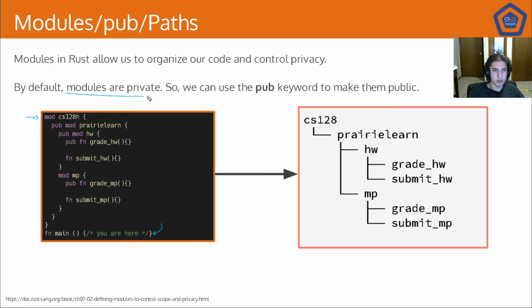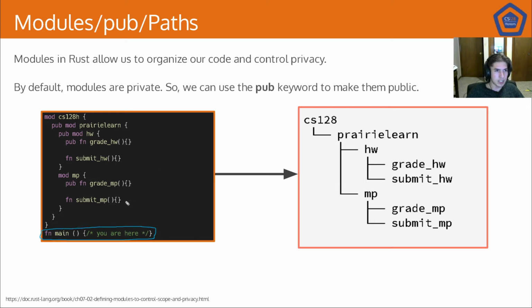Well, by default, modules are private. So this function is private. If we want to make it public, we can use the pub keyword to make them public. The tree remains the same. It's just what we have access to. So this main function, well, let's give this one example at a time.